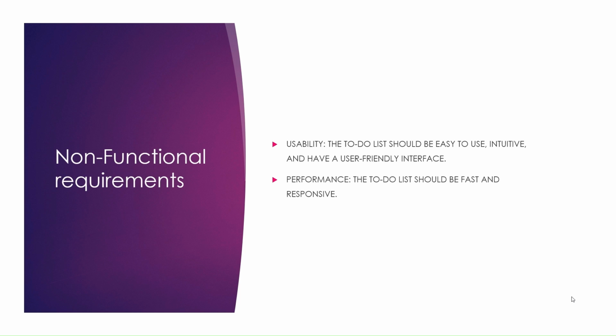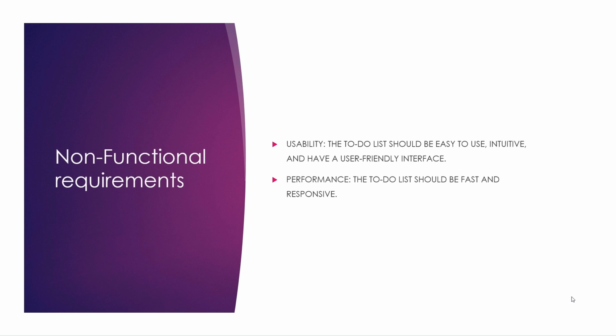Having a fast and responsive to-do list is essential because it allows users to efficiently manage their tasks without delays or lags. Slow performance can lead to frustration and reduced productivity. Additionally, a fast and responsive to-do list can help users stay organized and on top of their tasks, ensuring that they don't miss important deadlines or forget about important responsibilities.